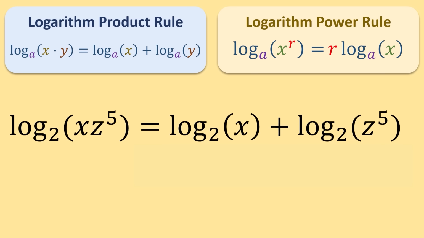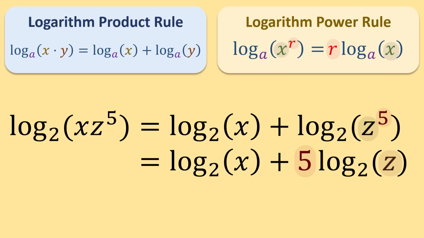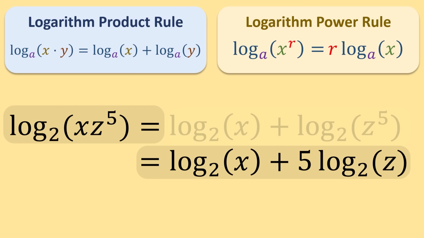At this stage, we look within each individual logarithm on the right-hand side to see if we can use another rule to expand it more. Well, log base 2 of x is as simple as it can get, so we bring it down as it is. Looking at log base 2 of z to the 5th power, I see everything within our logarithm is raised to the 5th power. So I can bring the 5 out front using the logarithmic power rule and keep everything as is on the inside. At this stage, I look within each one of my logarithms and I think about whether I could use a rule to simplify or expand it more. It seems like I can't at this point, so I've expanded log base 2 of x times z to the 5th power to the best of my ability.